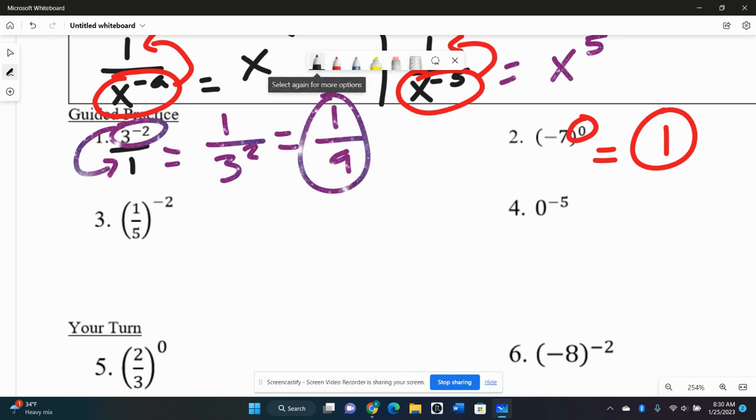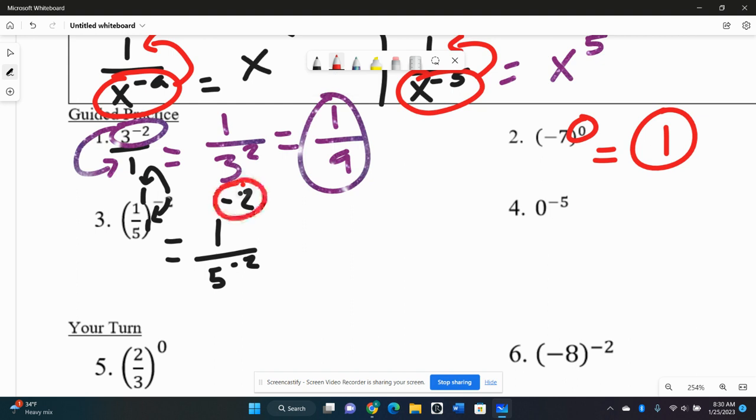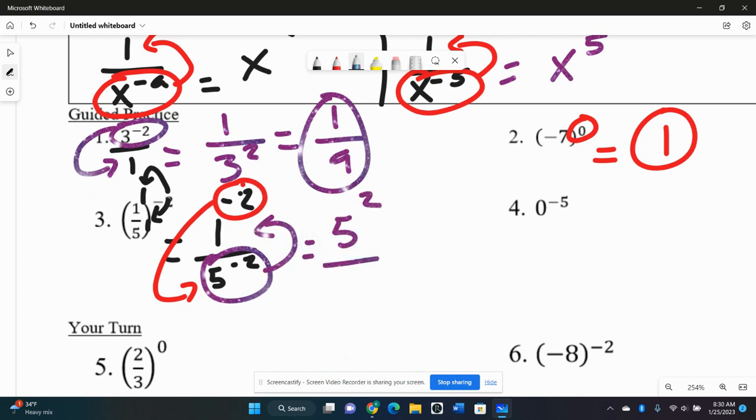What do we do if we see an exponent on the outside? Remember, we need to distribute. So I have 1 to the power of negative 2 over 5 to the power of negative 2. What do I see? Negative exponents. So this whole guy on top flips to the bottom. The whole guy on bottom flips to the top. So I get 5 to the power of 2 over 1 to the power of 2. So if you notice, they just flip-flopped.